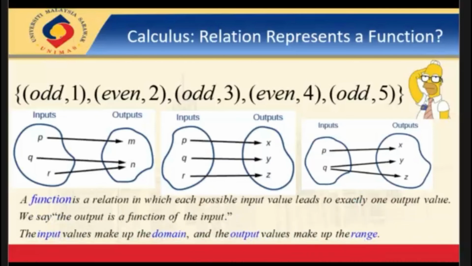So now let's again define a function. A function is a relation in which each possible input value leads to exactly one output value. In the two examples on the left and the center, every input value has a unique output. But in the right one, q doesn't have a unique output. Sometimes the same q is equal to y and sometimes the same q is equal to z. So it is not unique. It is possible that two inputs produce the same output, but it is not possible that one input produces two different outputs.